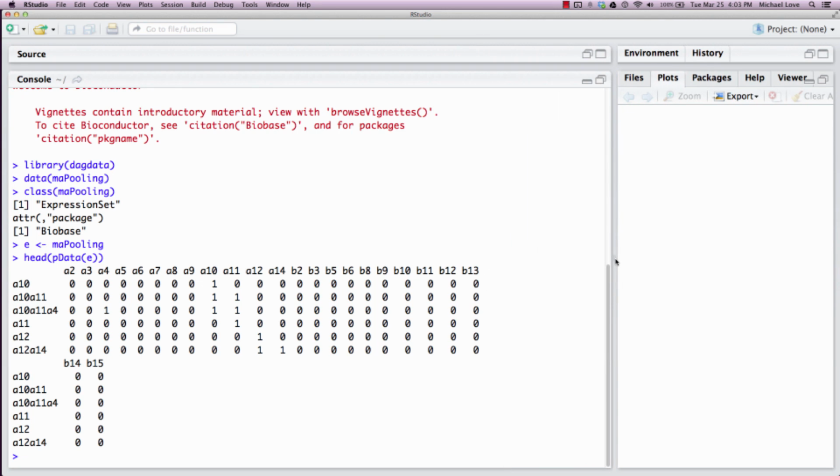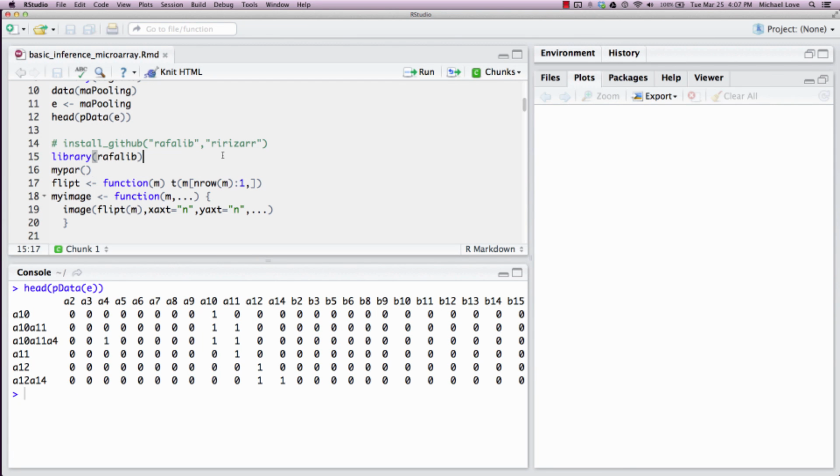So the phenotypic data table for this expression set has a row for each microarray and a column for each experiment. So experiment A10 is present in the first row, and it's also present in the second row. So the second row has a 1 for A10 and a 1 for A11, which means it's a combination of the A10 and A11 experiments. So this is the pooling.